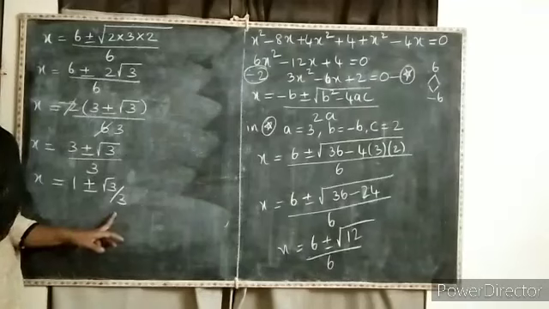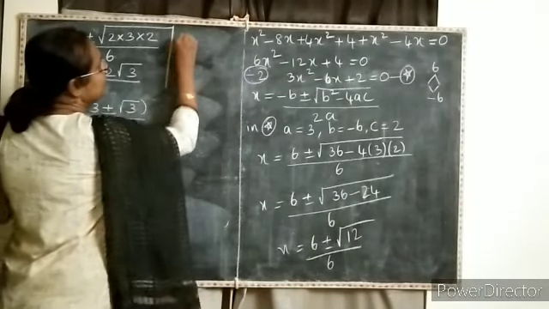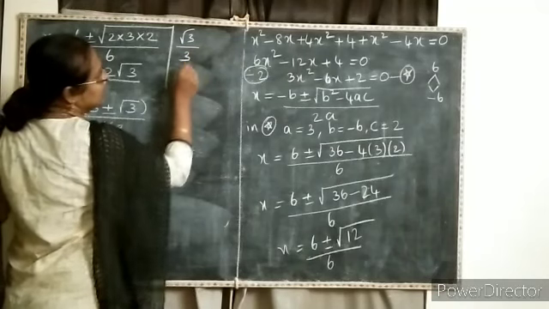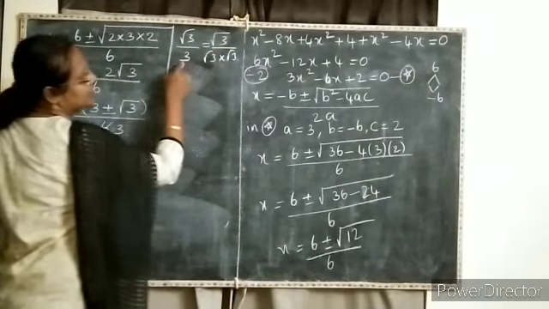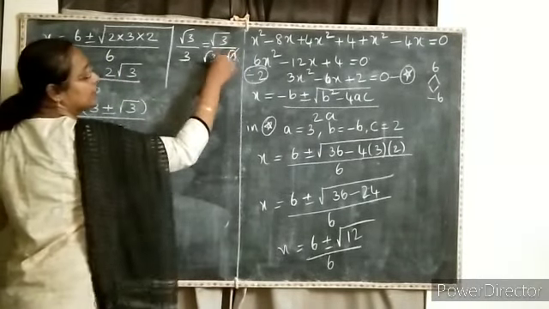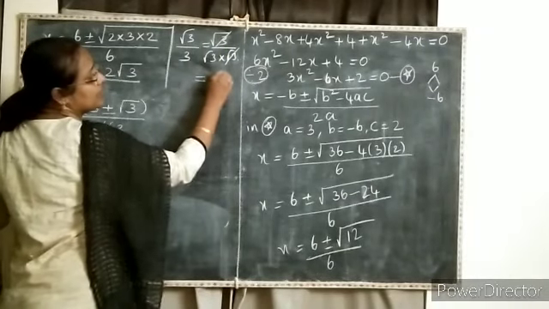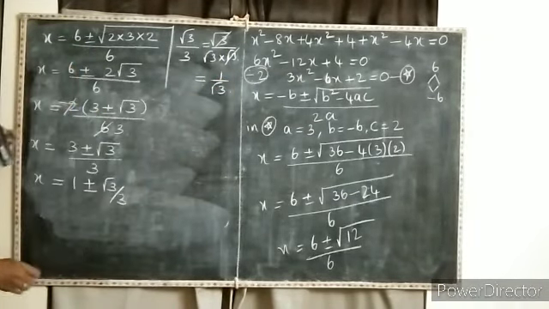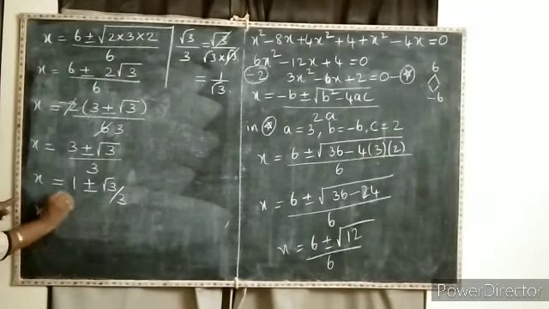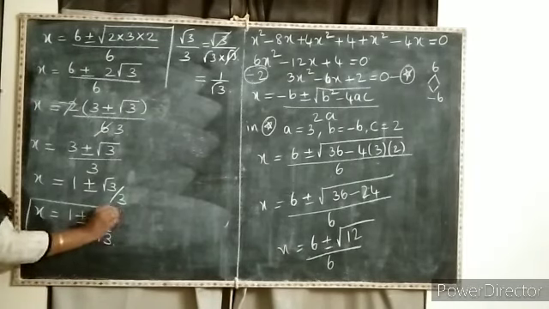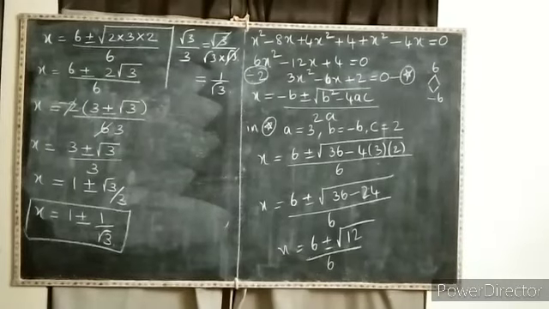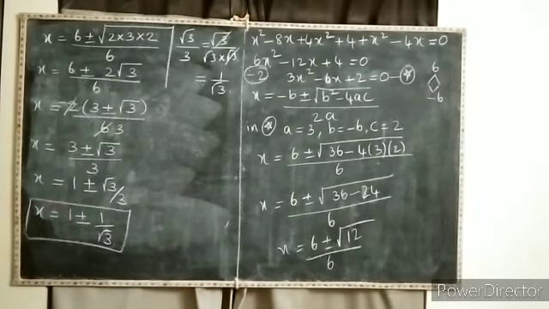Now root 3 is a surd, isn't it? So how can I rewrite this surd, root 3 divided by 3? Root 3 divided by root 3 into root 3. This 3 can be written as root 3 into root 3. So 1 root 3 and 1 root 3 is getting cancelled. So the answer is 1 divided by root 3. So in the same way I can write it, x is equal to 1 plus or minus 1 divided by root 3. Is it clear for you? So I have got the value of x to be 1 plus or minus 1 by root 3. So with the help of x, I am going to find the value of y.